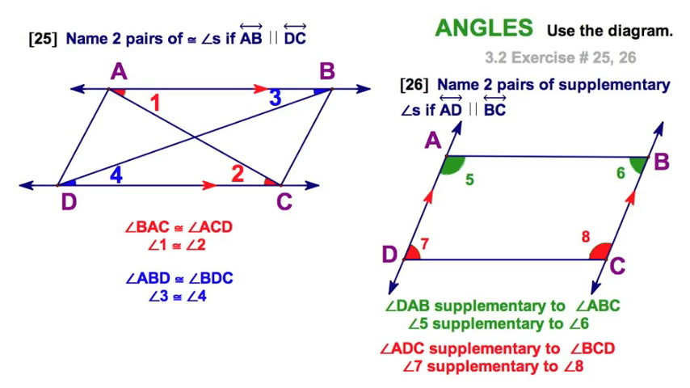Now, I've done that so you could see it illustrated with the numbers. Of course, you won't be able to use numbers 5, 6, 7, and 8 because these diagonals are going through there like that. So we're going to have to use the letters, the three letters on each. Angle DAB is supplementary to angle ABC, just as ADC is supplementary to BCD.